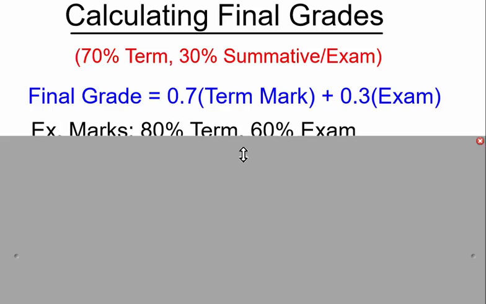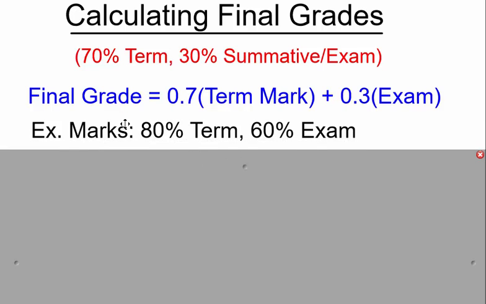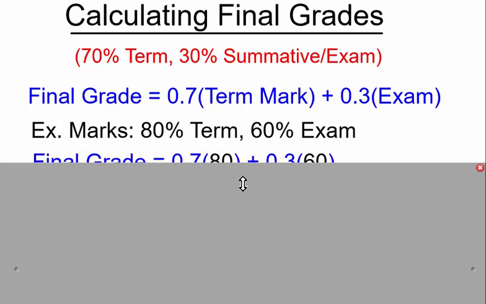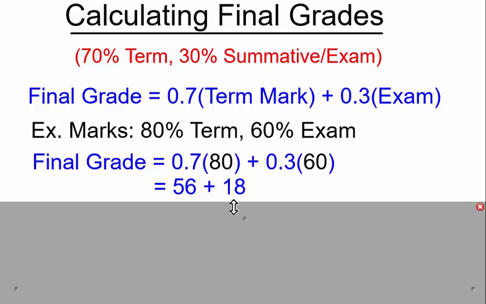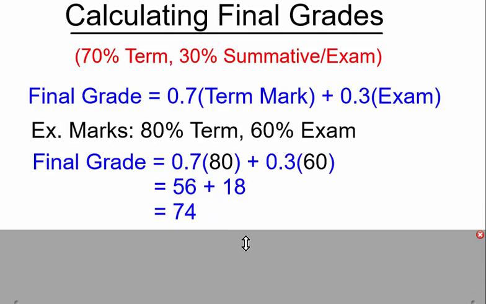Okay, so if we look at an example, let's assume we had a mark of 80% on the term and 60% for the exam. And so the calculation looks like this. The final grade will be 0.7, so 70% of the mark is an 80, 30% of the mark is a 60, and that works out to be 56 plus 18, which is a 74.